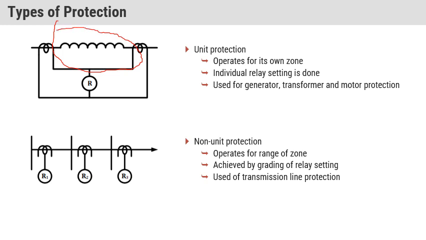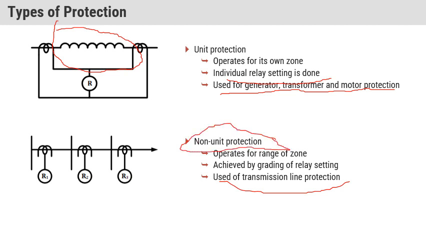But in non-unit protection, the zone of protection operates for a range of zones. Okay, this is achieved by using the grading of relay settings. It is used for transmission line protection. Okay, so mostly a non-unit protection system is used for a transmission line.